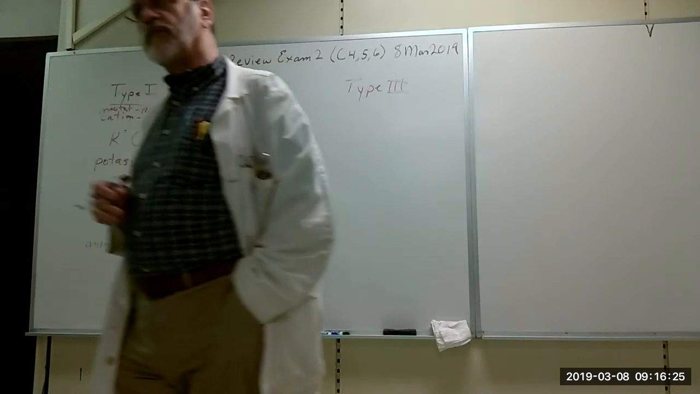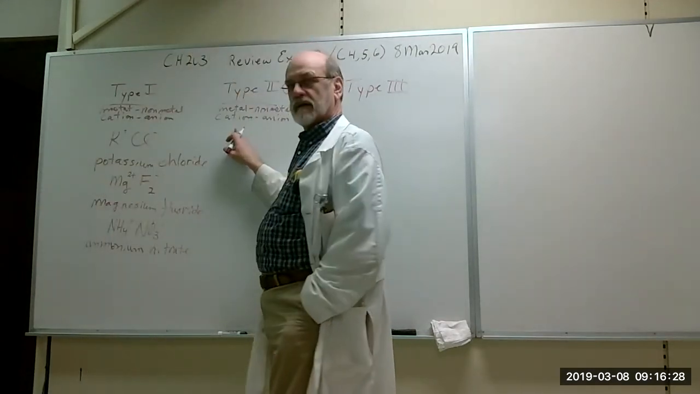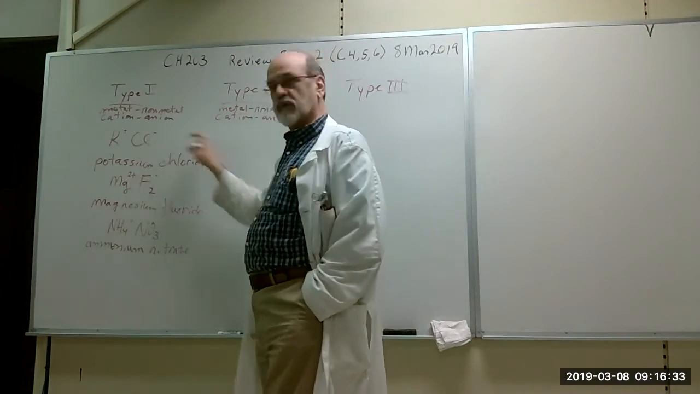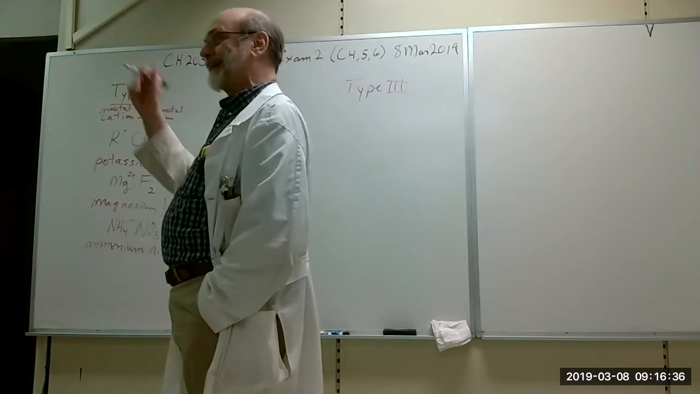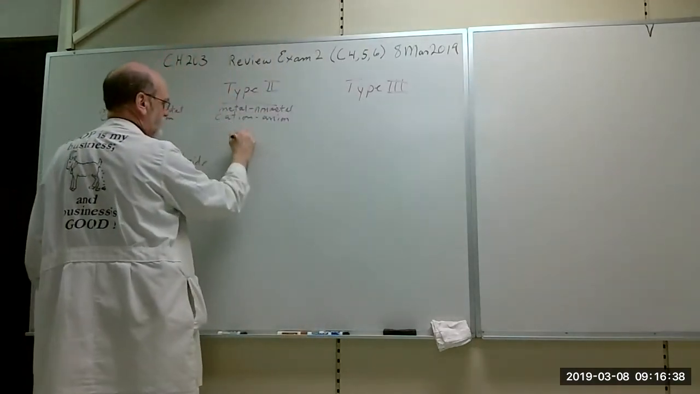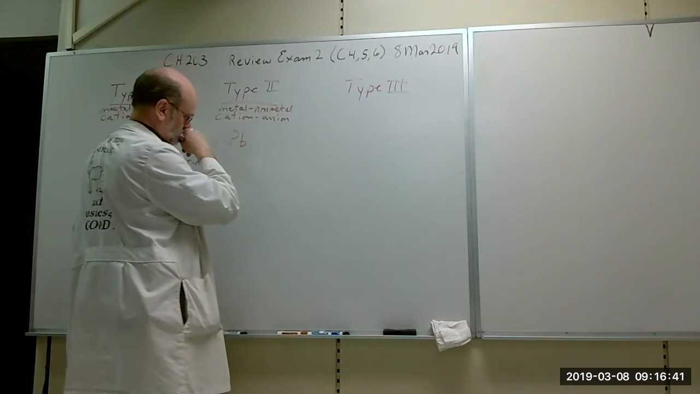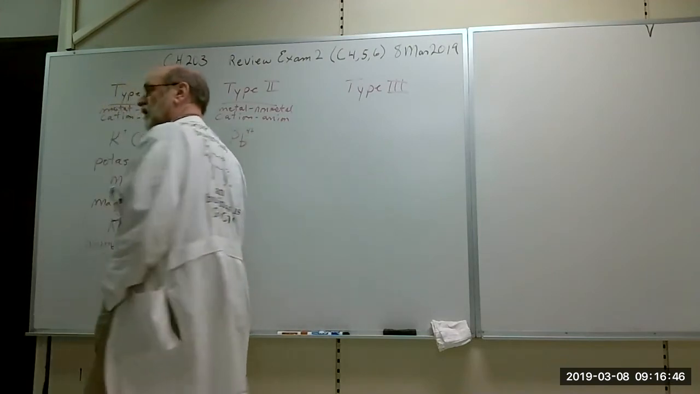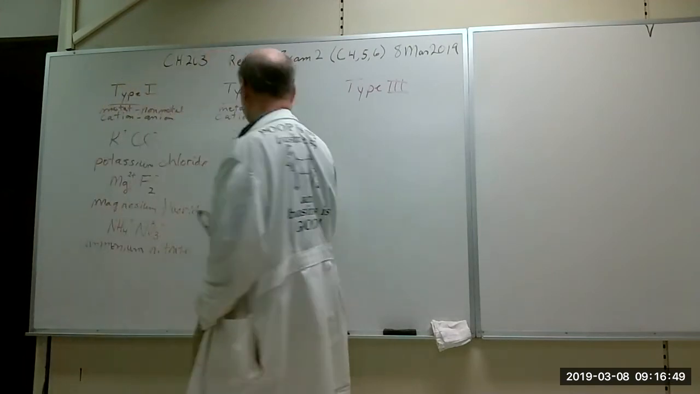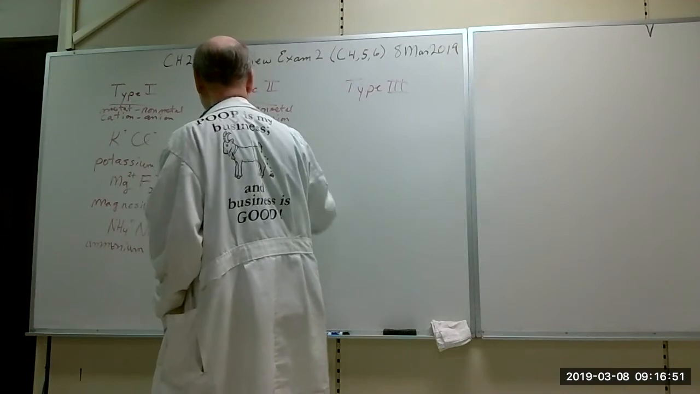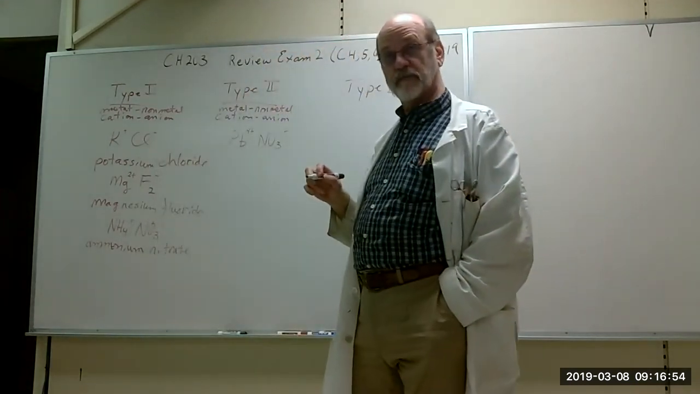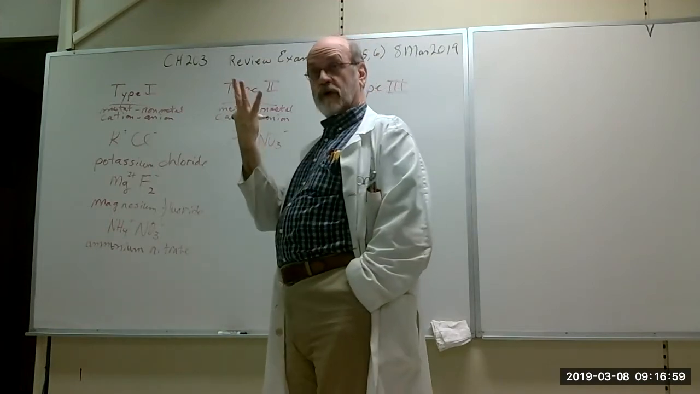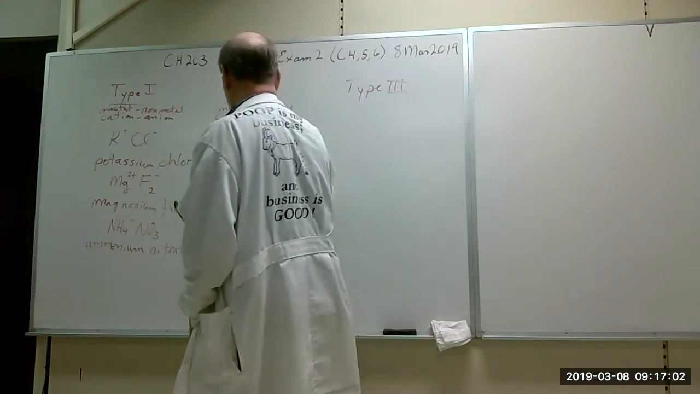So when you have multiple possible charges for your metal, you have to say in the name what the charge is. That's the only difference between these two. So let's take lead then. Let's say we have lead, and say it's a +4 charge. And we combine it with a polyatomic, like nitrate. So how many nitrates will it take to balance the 4+? Take 4 of them.